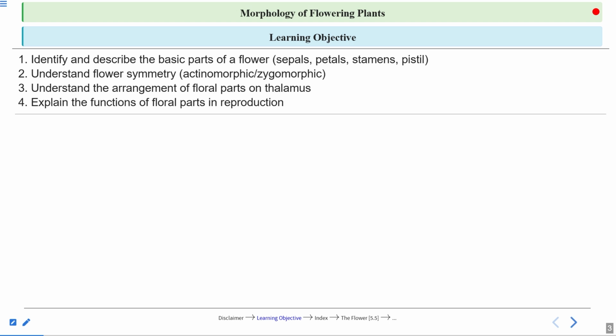Explain the functions of the floral parts in reproduction. What are the different functions of the floral parts in the process of reproduction? That also we are going to cover.